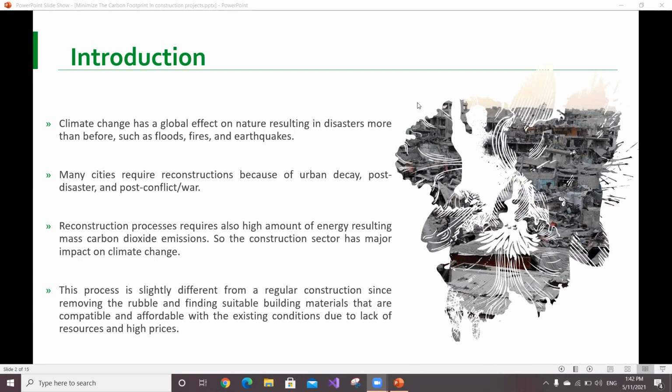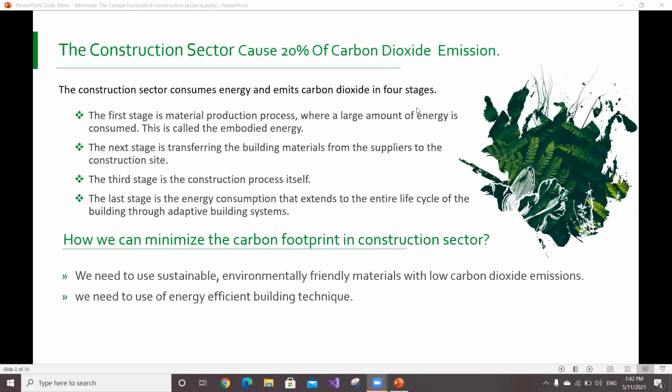After that, we rethink how we can reconstruct our city. The reconstruction process itself is more difficult than normal construction because we need to deal with the rubble and the waste. The construction sector consumes a lot of energy in different stages. First, when we produce a material, we consume a lot of energy.